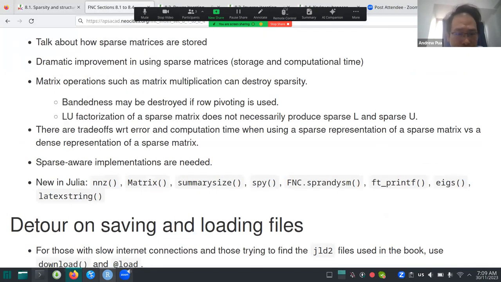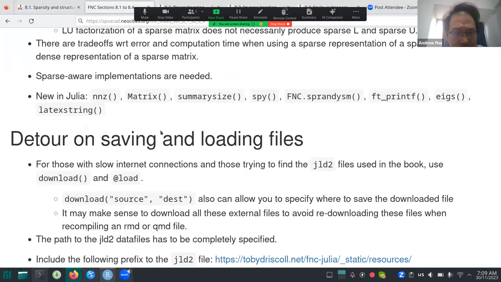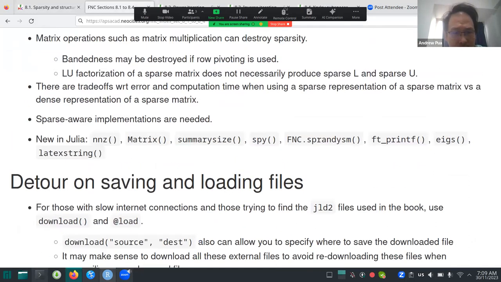Okay. Now, the next thing that I wanted to point out is that the section is really aiming towards the fact that we have to pay attention to implementations of algorithms and make sure that they're sparse aware to some extent. And in terms of what things are new in Julia, one is the number of non-zeros, counting the number of non-zeros in a matrix.